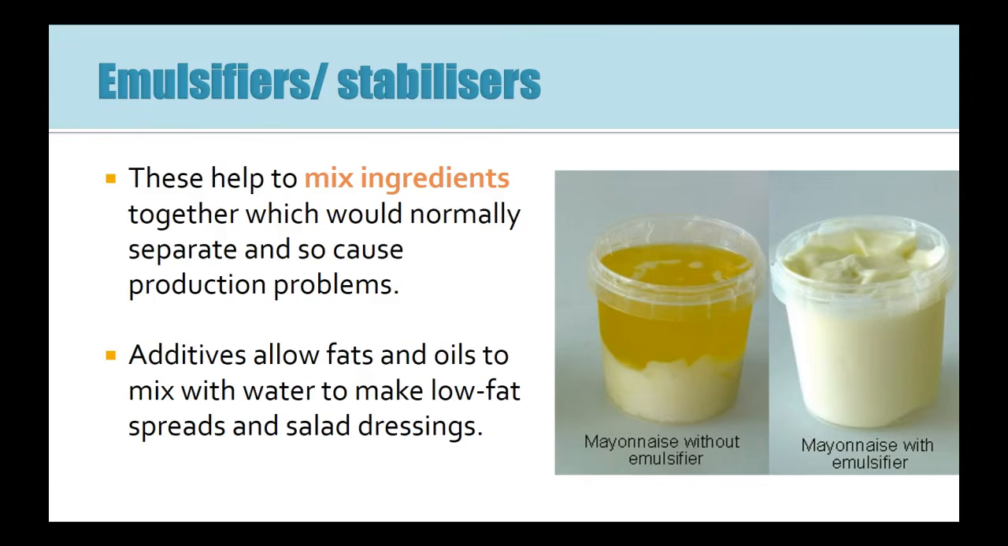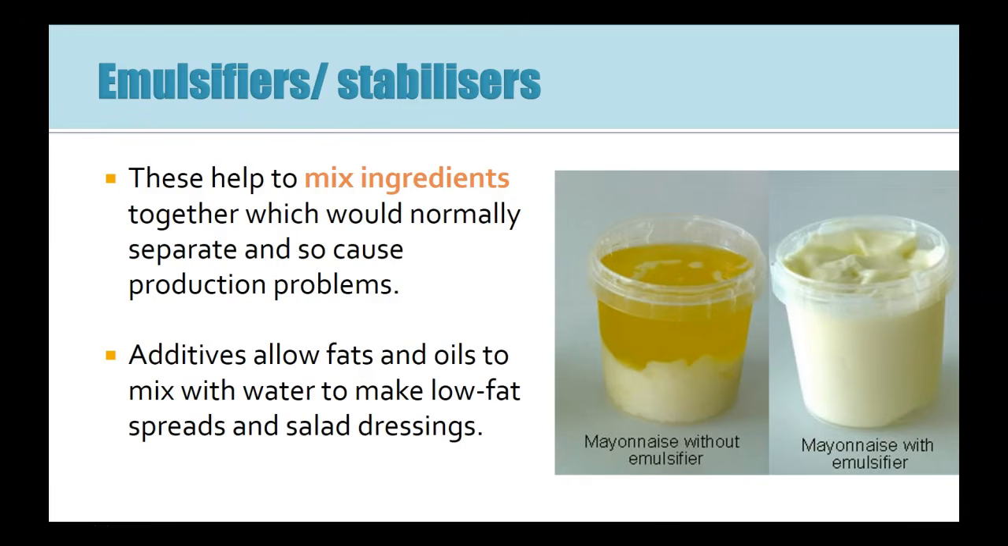So emulsifiers and stabilizers are the last type of additive that we're going to look at, and they help to mix ingredients. So if you've ever bought a jar of natural peanut butter, when you open it up, you'll notice that the oil is sitting on the top and then the peanuts are sitting on the bottom. And that's because that peanut butter doesn't have any emulsifiers or stabilizers in it to allow mixing. Whereas Kraft peanut butter, for example, does have emulsifiers in it.